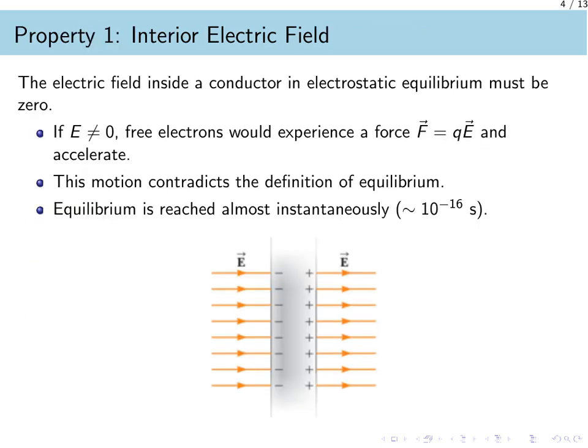Let us delve into the first property, which states that the interior electric field must be zero. Why is this the case? If the electric field were not zero, the free electrons inside the conductor would experience an electric force. This force, equal to the charge Q times the electric field E, would cause the electrons to accelerate. However, this continuous motion directly contradicts our definition of electrostatic equilibrium, which requires no net motion of charge.